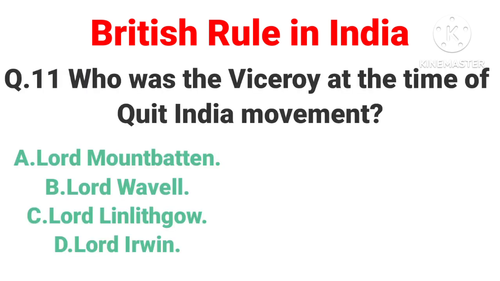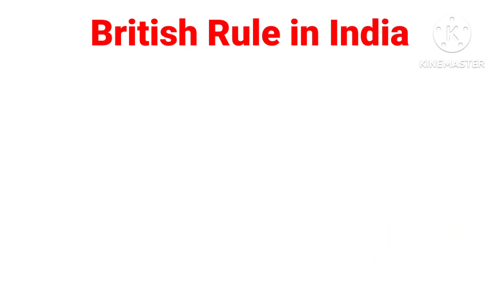Question number 11. Who was the Viceroy at the time of the Quit India movement? Option A Lord Mountbatten, option B Lord Wavell, option C Lord Linlithgow, and option D Lord Irwin. So the correct answer is option C Lord Linlithgow.